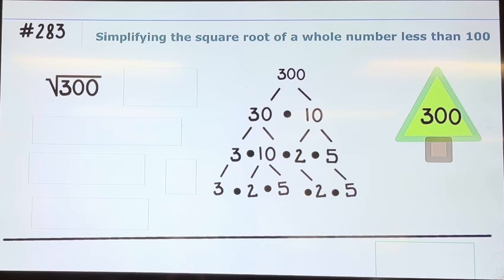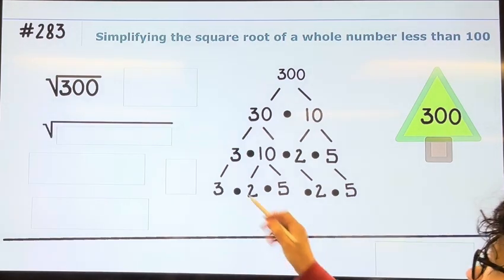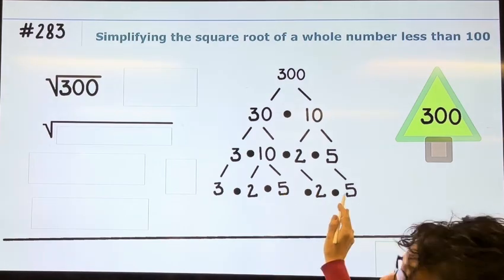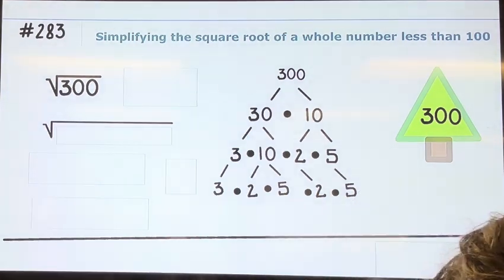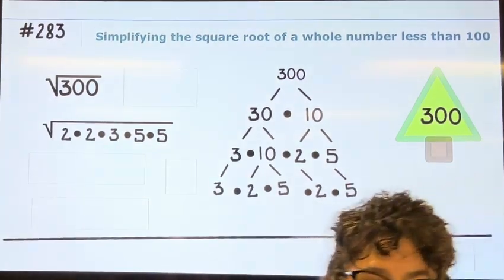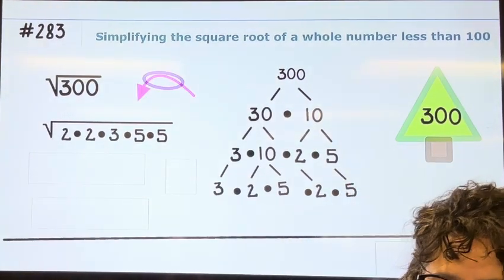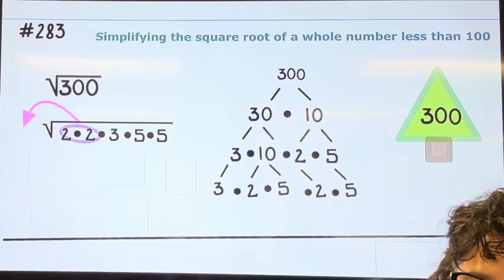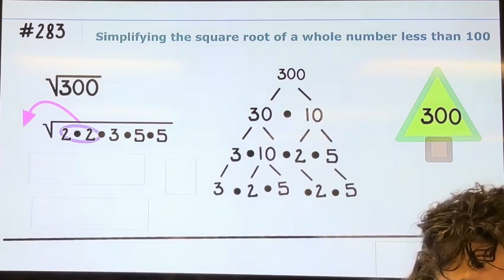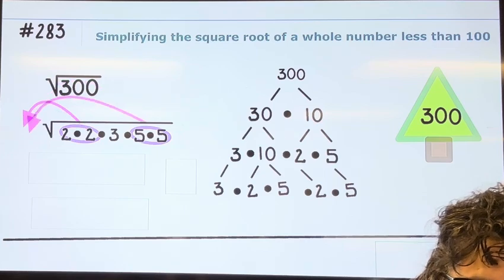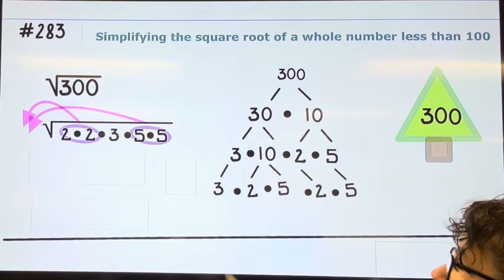So what we're going to do next is write, instead of 300, 2 times 2 times 3 times 5 times 5. All right, now, once we have that broken apart, we're looking for two of a kind and we can take one out. So notice I have a pair of 2s, so I'm going to get to take a 2 out. And then I have a pair of 5s, so I'm going to be able to take out a 5.